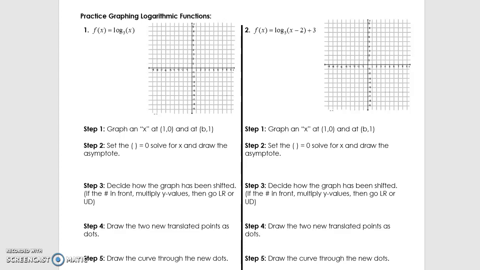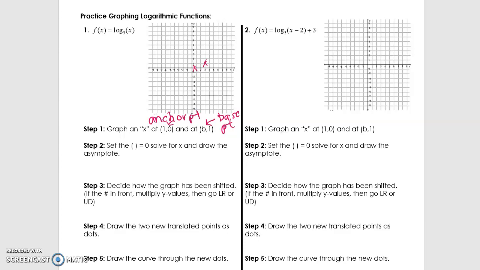So the first thing we need to do is start off by graphing these 2 points. This first point, (1, 0), is called our anchor point. Then the other point I like to call the base point, because B stands for base. So we're going to graph a little x at those 2 points. At (1, 0), I'm going to graph a little x right there, and then I'm also going to graph a point at base, 1. In this case, the base is 3, so that point is going to be at (3, 1). So those are my first 2 points.